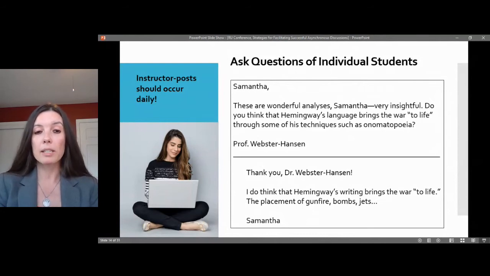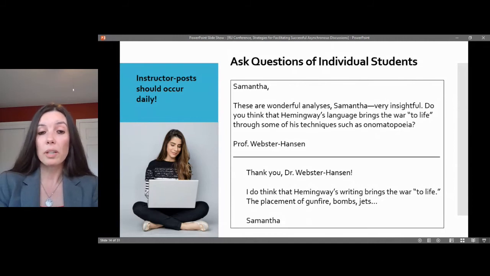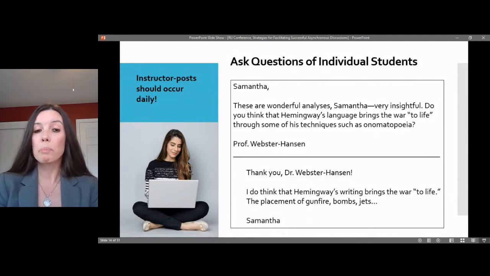In this example, I asked a student whether she thought that Hemingway's language in the piece that we'd read had brought the war to life through onomatopoeia, which is a literary device. The original discussion did not prompt students about literary devices. But think about it, wouldn't a typical face-to-face classroom discussion include a diverse array of topics? It definitely would. So notice that she responds with specific examples of gunfire, bombs, and jets, which is her attempt to show that onomatopoeia, or words that sound like what they mean, exist in the piece.